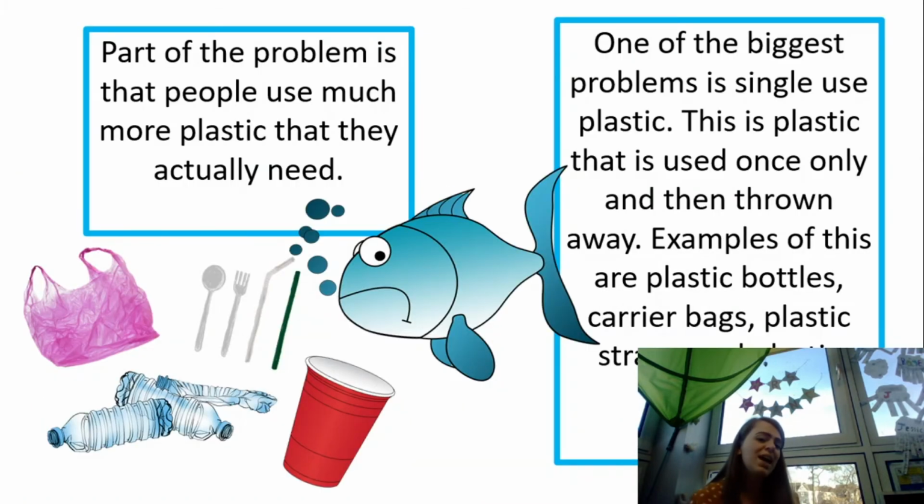But the problem is that people are using more plastic than they actually need. And one of the biggest problems is single-use plastic. And that's plastic that you use only once and then throw away. So examples like this, if you see in the picture, it's things like plastic bottles. These little wee bottles of water that you pick up, you use it once and then it's chucked away.